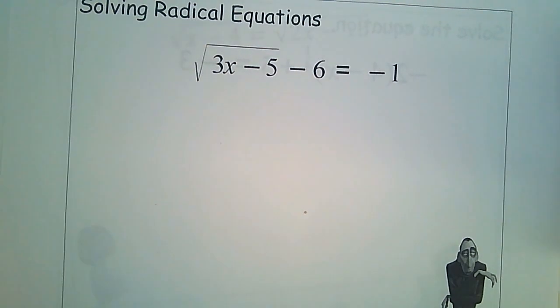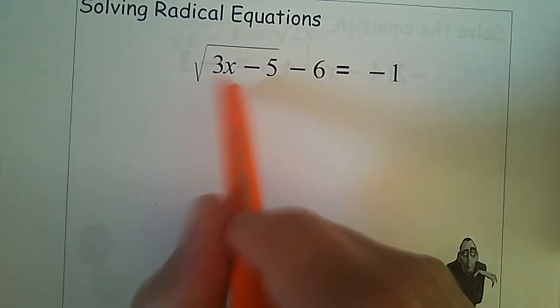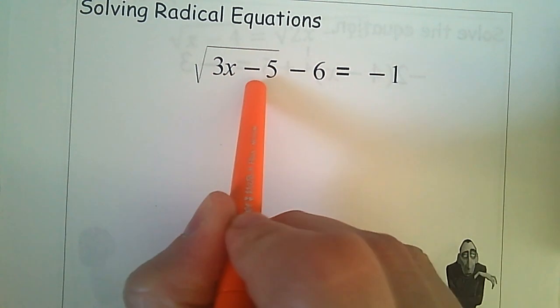So the first one we are going to do looks like this. We want to solve the equation: the square root of 3x minus 5, minus 6, equals negative 1. And notice we can't combine these because one is on the outside and one is on the inside of a square root.